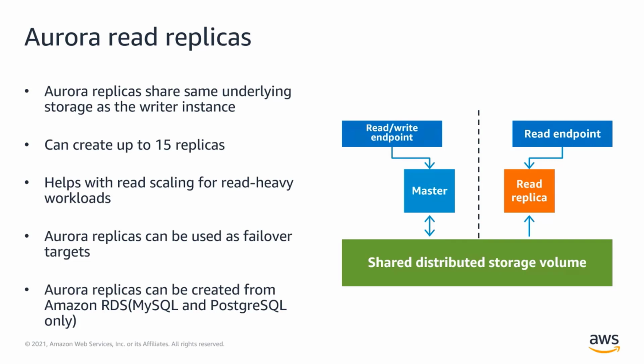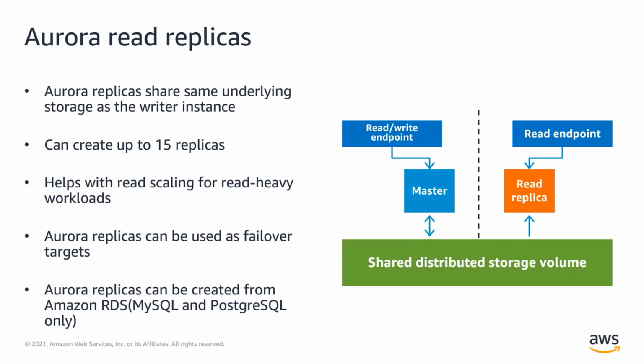If you have multiple replicas, you can assign priorities to your replicas. So if your primary instance fails, Amazon RDS promotes the Aurora replica with the better priority to the new primary instance. So for high availability requirements, we recommend that you create one or more replicas for your Aurora cluster.